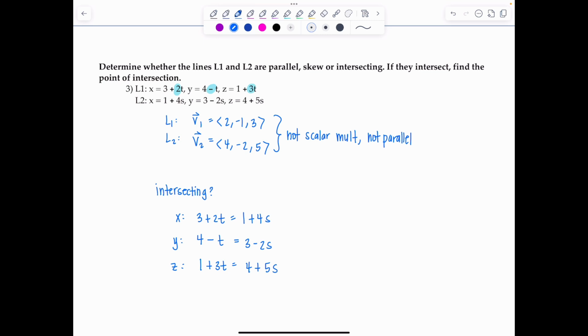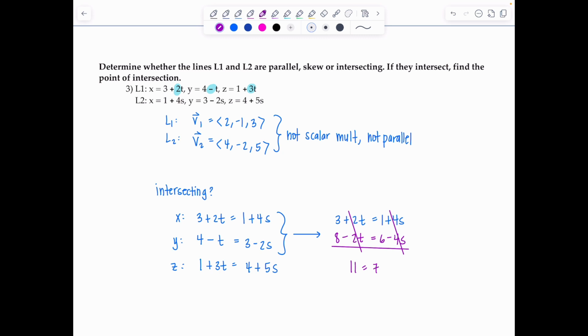Now we have a system of 3 equations and only 2 unknowns. So I'm just going to work with the first 2 equations and solve from here and then see if that solution satisfies the third equation. Immediately something wild happens. Let me rewrite the top equation as is. 3 plus 2t equals 1 plus 4s. And then I'm going to double the bottom equation. So 8 minus 2t equals 6 minus 4s. And if you notice, all my variables cancel out, and I'm left with 11 equals 7.